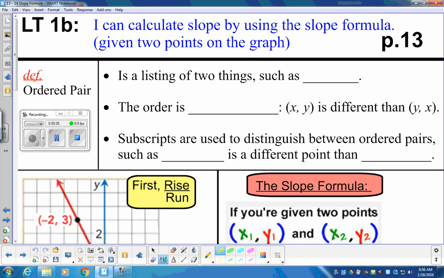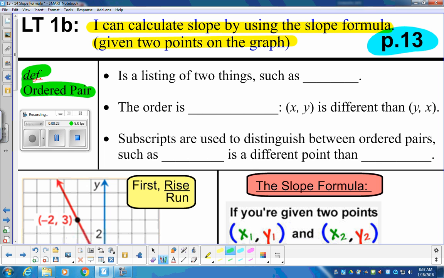Hey, seventh grade. So our learning target today is I can calculate slope by using the slope formula. So we're going to be given 2 points on the graph and we're going to be asked to calculate the slope using a formula. So we're going to be on page 13 for today. So we're going to start with some definitional stuff.